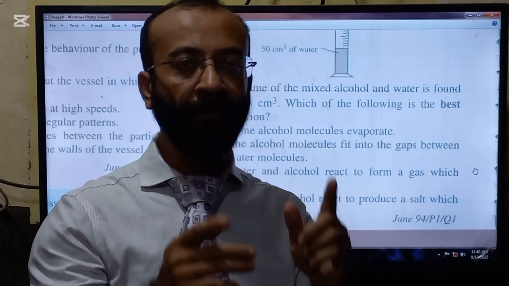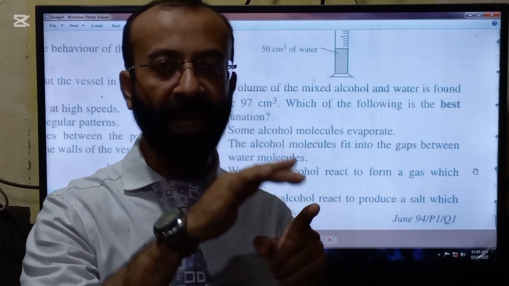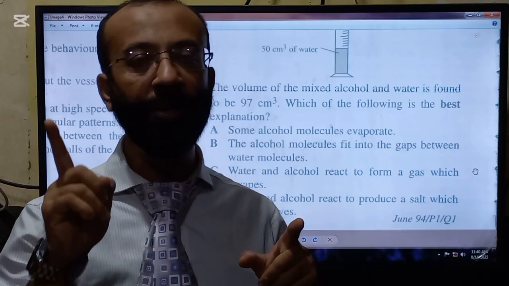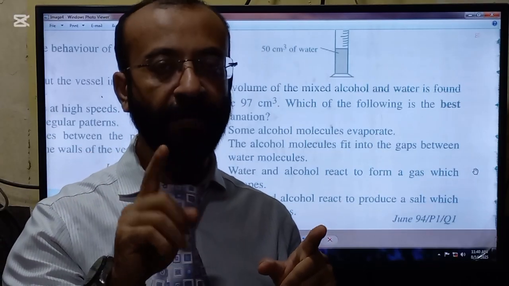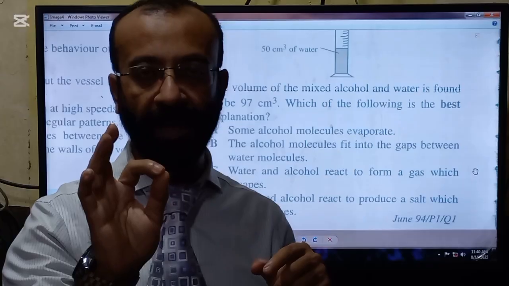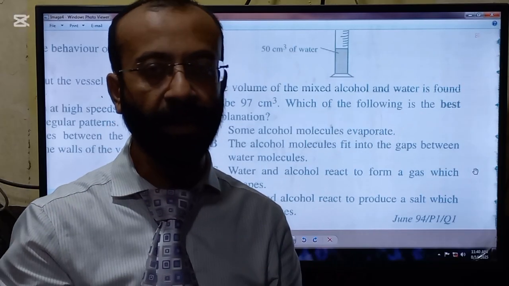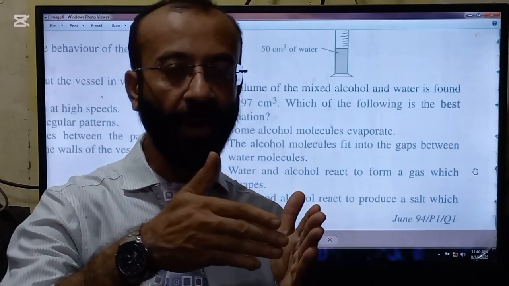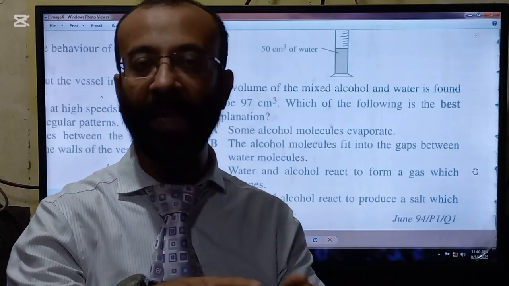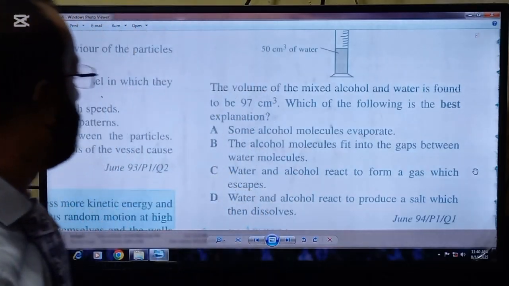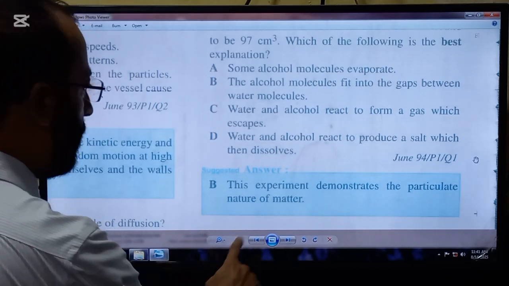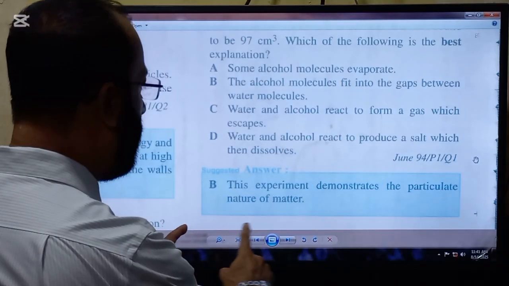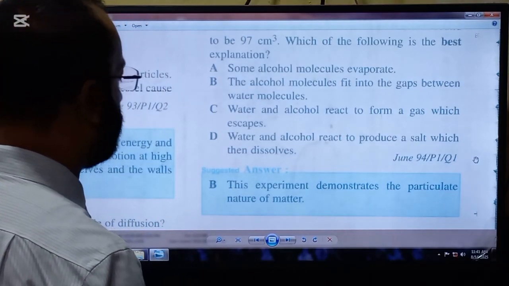So that's why when 50 cm³ of alcohol is mixed with 50 cm³ of water, the volume will not be equal to 100 cm³. It will be equal to 97 cm³, because some of the volume is reduced by the fitting of the alcohol molecules between the water molecules. So B is the answer. The explanation is that this experiment demonstrates the particulate nature of matter.